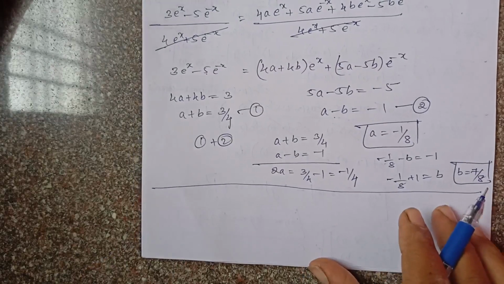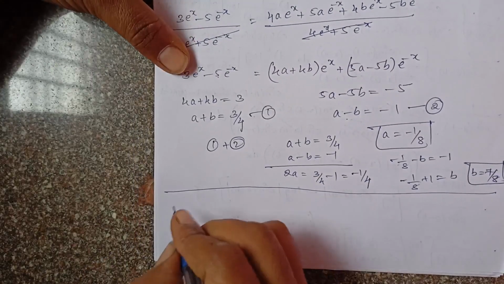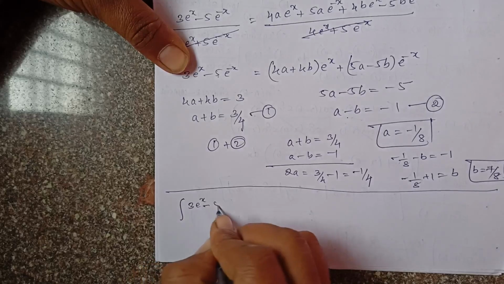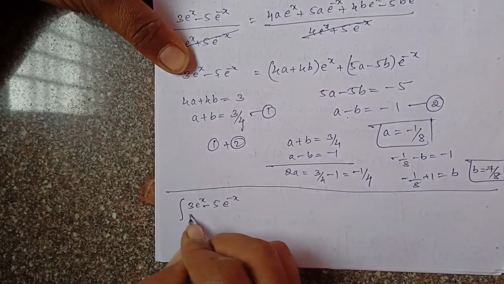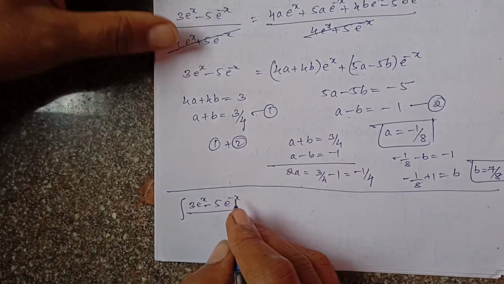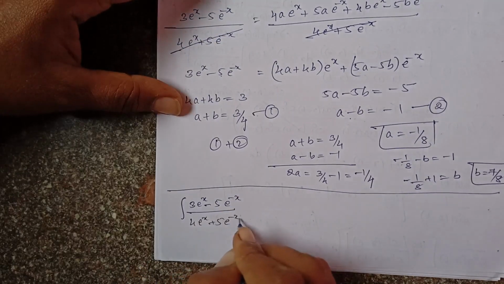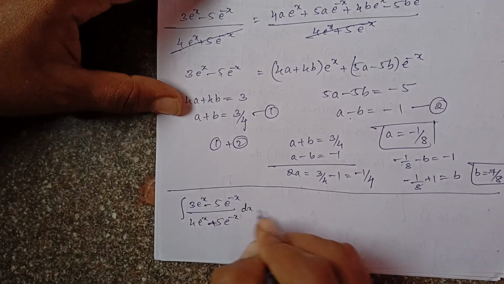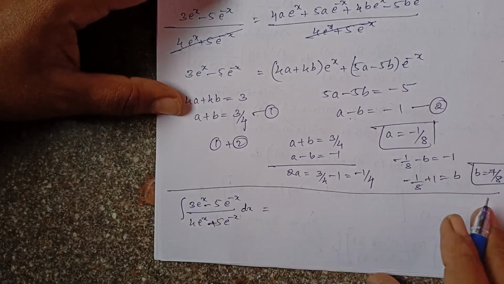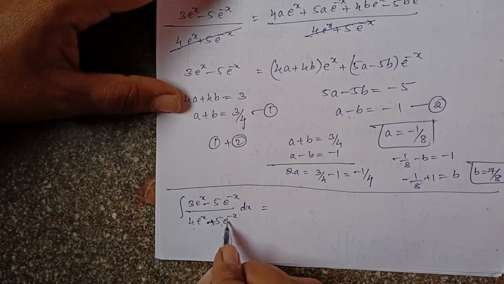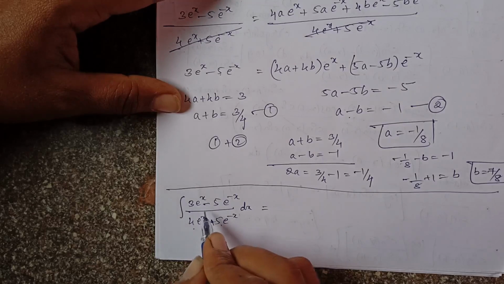See, left hand side it is integration of (3e^x − 5e^(−x)) divided by (4e^x + 5e^(−x)) with respect to x. Here what you do? The denominator 4e^x + 5e^(−x) is there. So to get the differentiation of the denominator in the numerator, what you do?